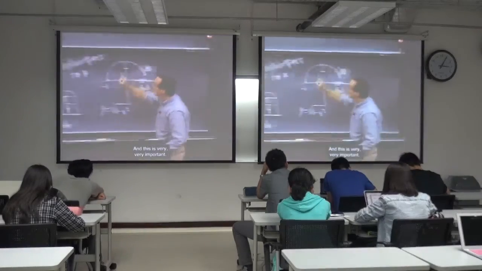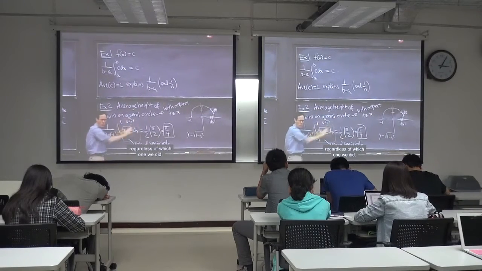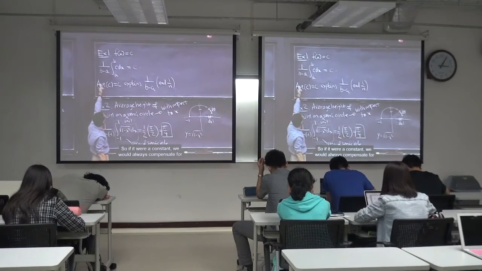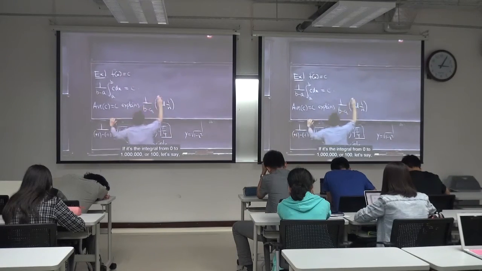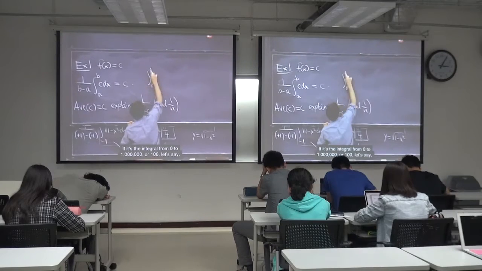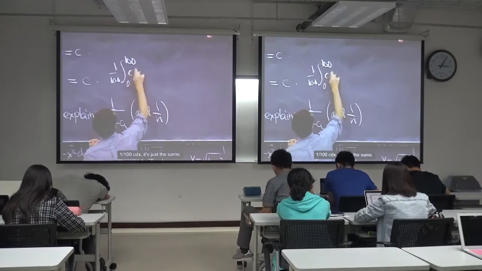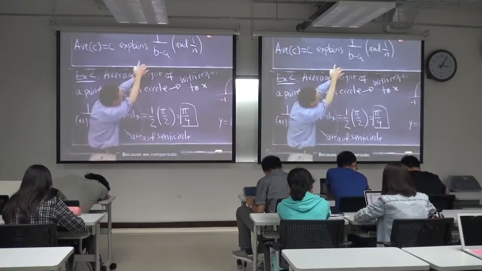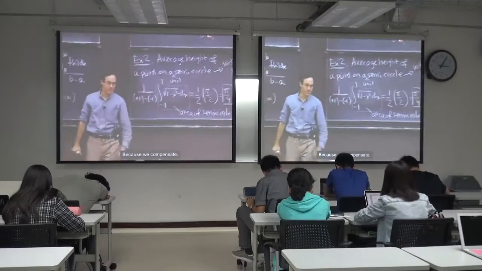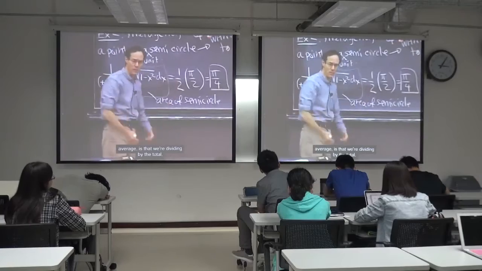And this is very, very important. It's that the average of a constant is that same constant regardless of which one it is. So if it were a constant, we would always compensate for the length. So the length never matters. See, if it's the integral from 0 to 1 million, or 100, let's say, 1/100 c dx, it's just the same. It's always that. It doesn't matter how long it is because we compensate. That's really the difference between an integral and an average, is that we're dividing by the total.